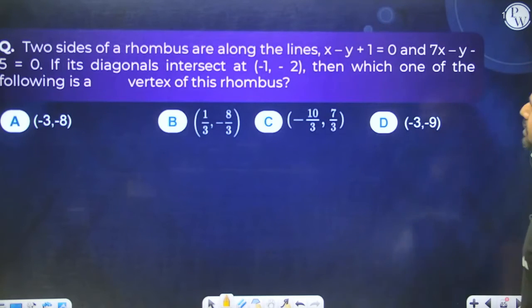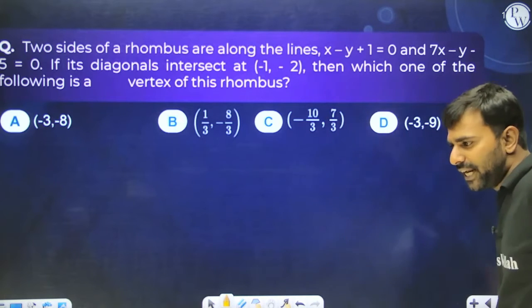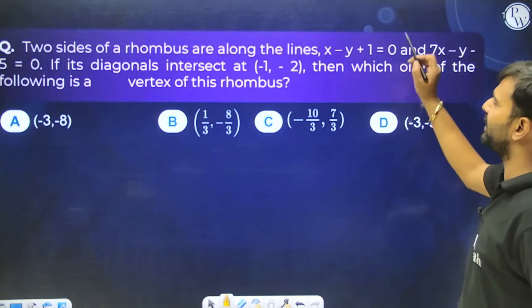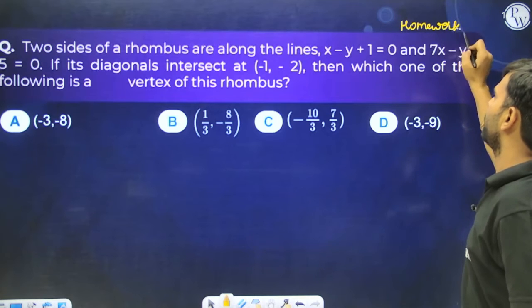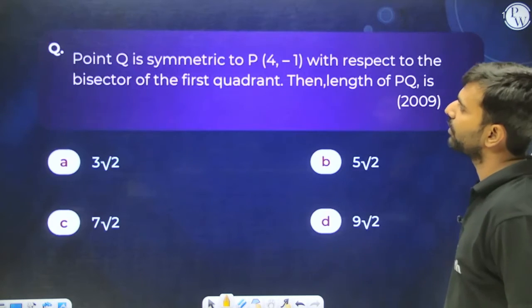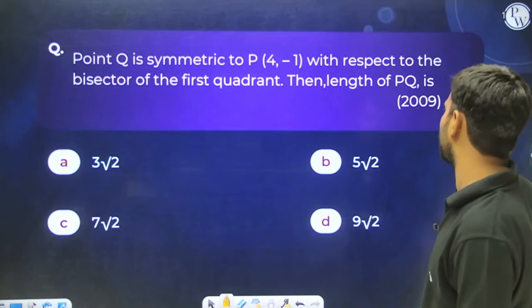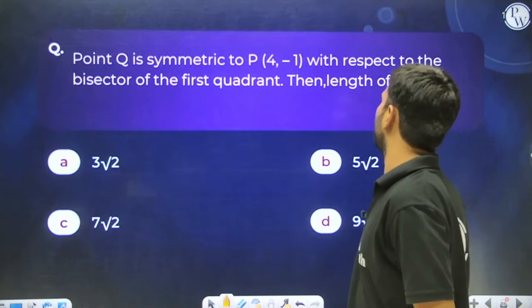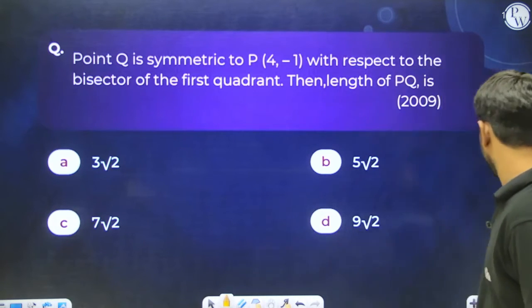Two sides of a rhombus are along this. Diagonals of a rhombus bisect each other and they are perpendicular as well. So do apply the basic properties. You will be able to solve this question as well. There will be no difficulty at all. Point Q is symmetric to 4 comma minus 1 with respect to the bisector of the first quadrant, then the length of PQ is going to be what? Think over it.